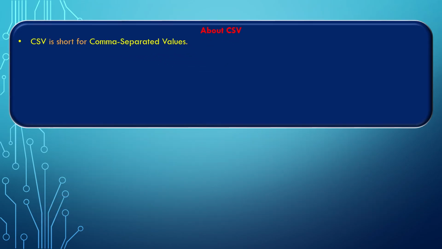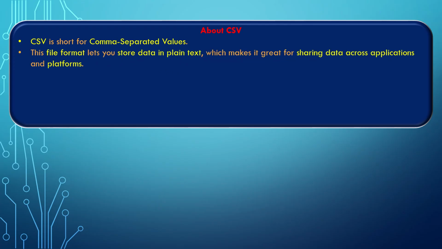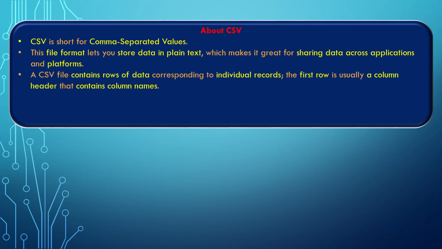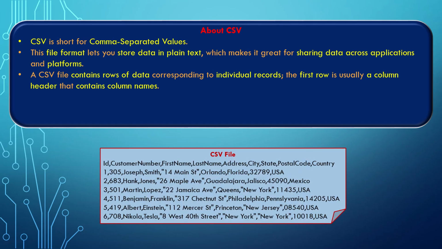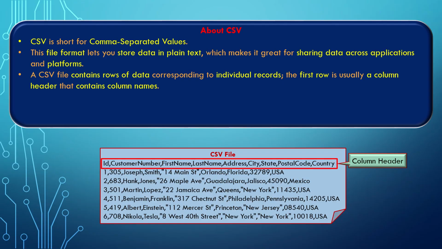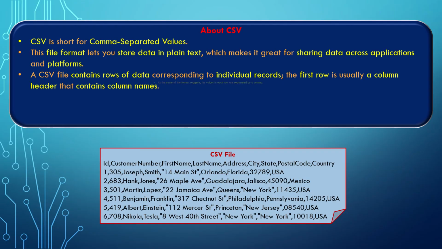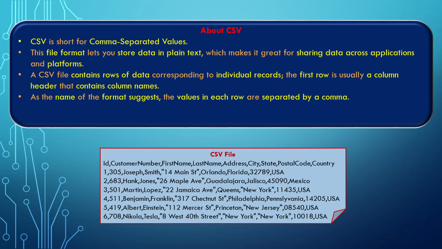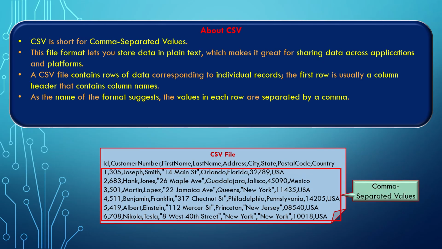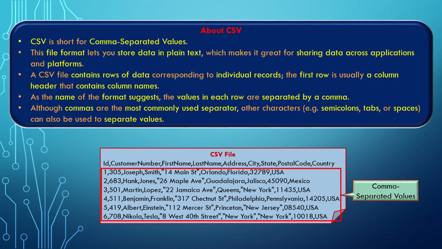CSV is short for comma-separated values. This file format lets you store data in plain text, which makes it great for sharing data across applications and platforms. A CSV file contains rows of data corresponding to individual records. The first row is usually a column header that contains column names. As the name of the format suggests, the values in each row are separated by a comma. Although commas are the most commonly used separator, other characters, such as semicolons, tabs, or spaces, can also be used to separate values.